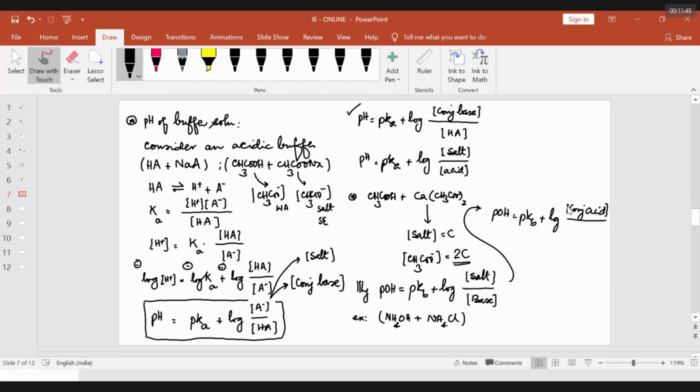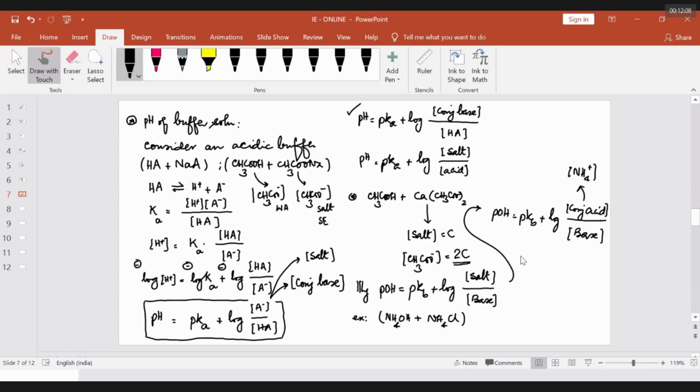If we are discussing this, then we say it is concentration of conjugate acid. What is conjugate acid here? Concentration of ammonium ion by concentration of base. What is concentration of base? Concentration of ammonium hydroxide. But again, the story is same, sir.